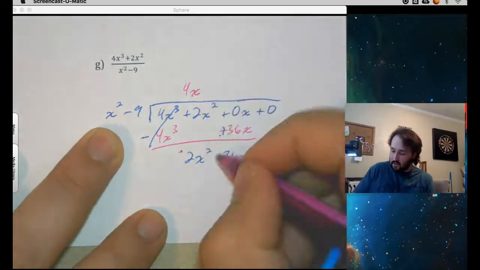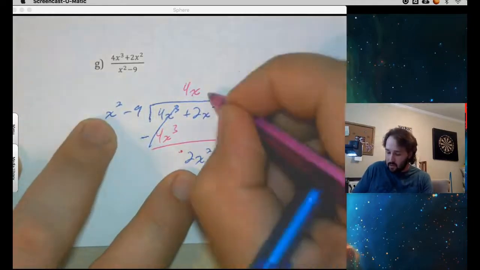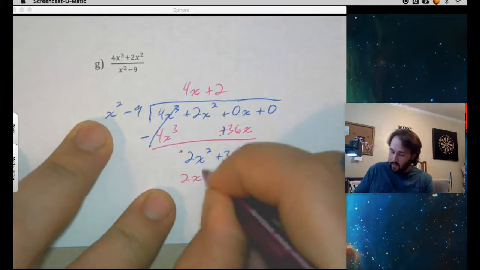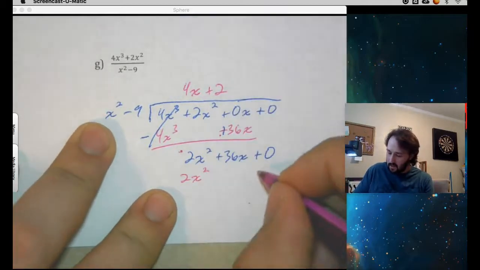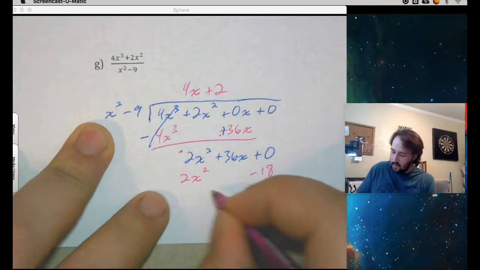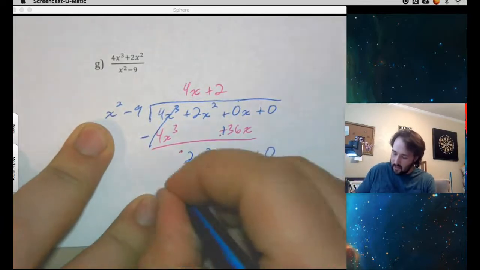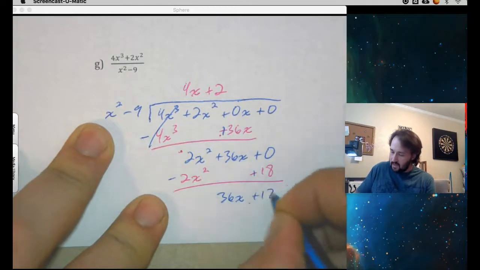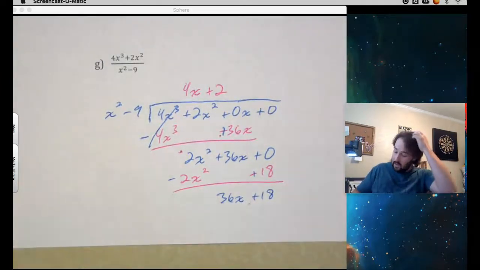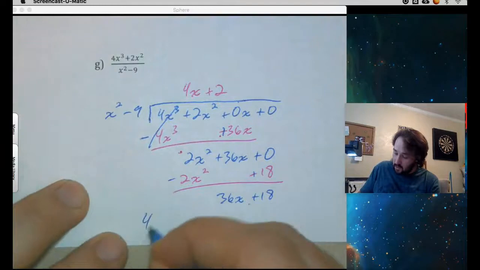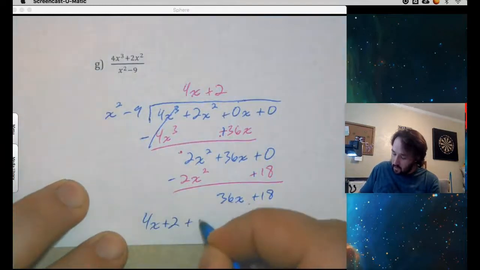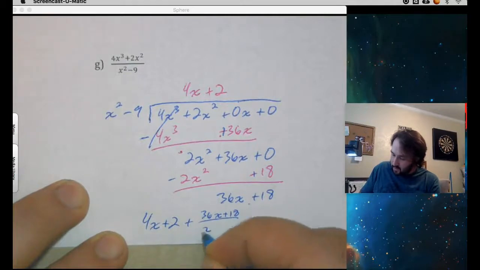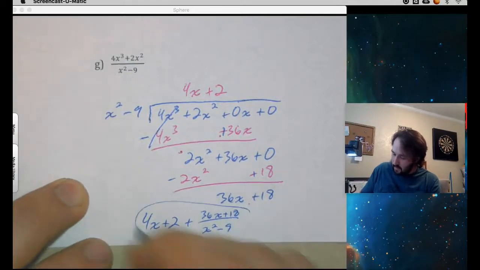And then I will need to multiply x squared by 2 to get 2x squared. So I have 2x squared, and then 2 times negative 9 will be minus 18. And I just need to subtract those lines. So I have 36x plus 18 left as my remainder. So this will be 4x plus 2 plus 36x plus 18 divided by x squared minus 9.